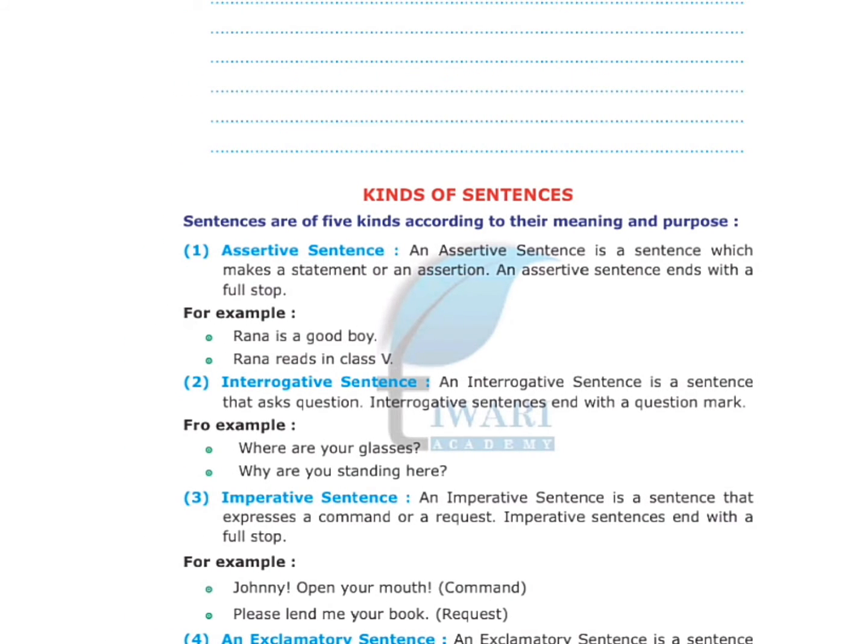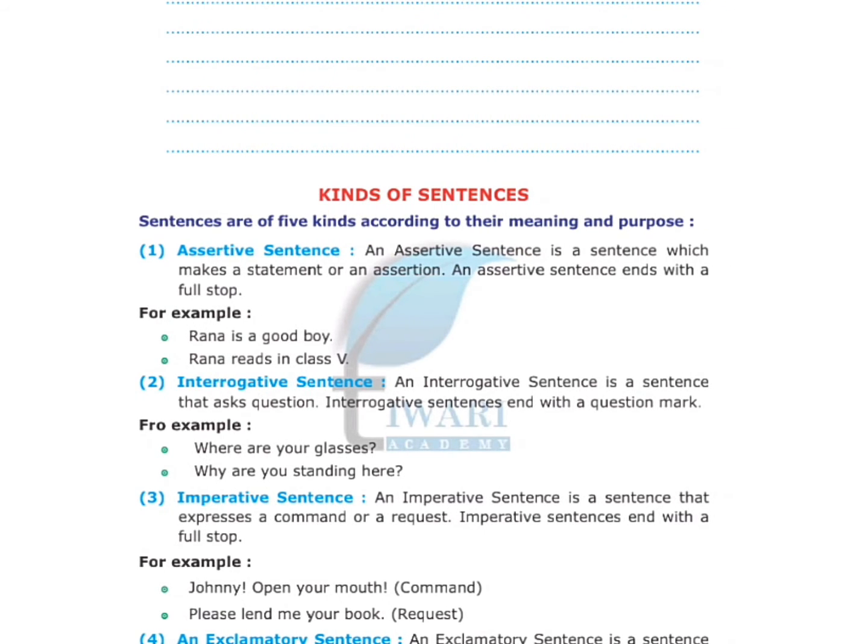Let's talk about the imperative sentence. An imperative sentence is a sentence that expresses a command or a request. Imperative sentences end with a full stop, like Johnny, open your mouth, that is a command. Okay, and please lend me your book. So that is a request.